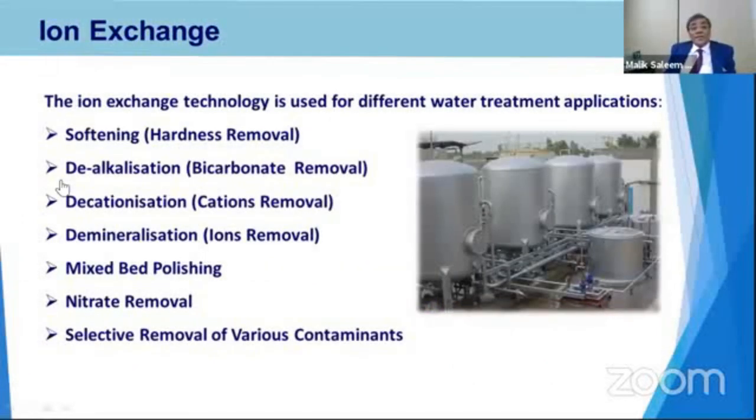In the ion exchange process, where it is used, I will just give you a little idea about the processes. It is softening, for the removal of hardness to make the water soft, especially in boilers. We see in the heat exchangers or the boiler tubes, scales: white scales, or iron scales, which are yellow in color. De-alkalization is for the removal of bicarbonate. Decationization is the removal of cations. Demineralization is the removal of complete ions, and a mixed bed polisher we can use.